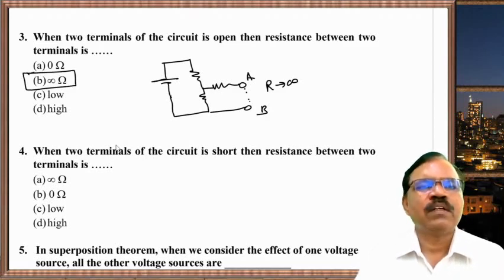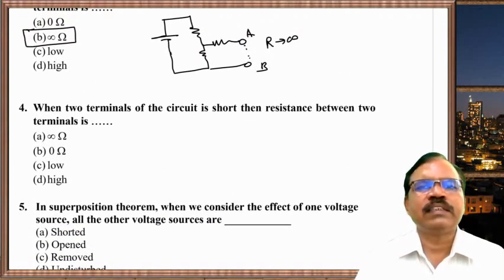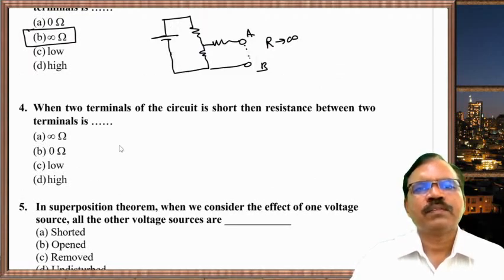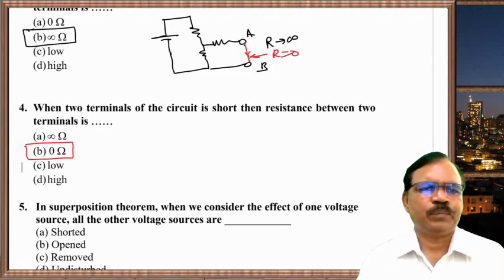Now next one. When two terminals of the circuit are shorted, then the resistance between the two terminals is: if we short these two terminals, it acts as a zero resistance. So here the resistance between the two terminals is 0.